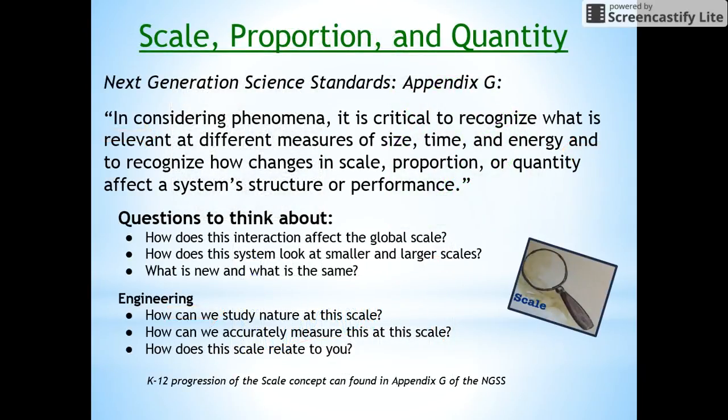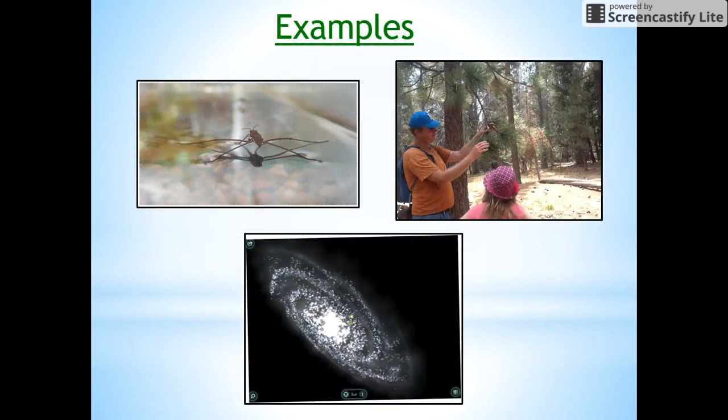Scale, proportion, and quantity. Scale, proportion, and quantity help us understand how nature is different when we study the very large and the very small. Let's take a look at several examples. Scale affects how living things interact with their environment. You can estimate how many needles are on a large Jeffrey pine, maybe about 10 million. The sun is only one of 100 billion stars in the Milky Way galaxy.